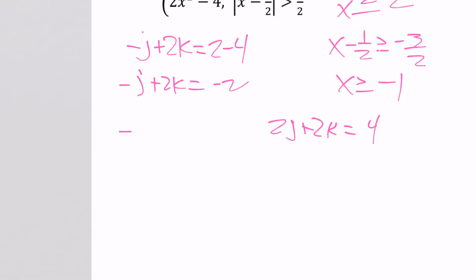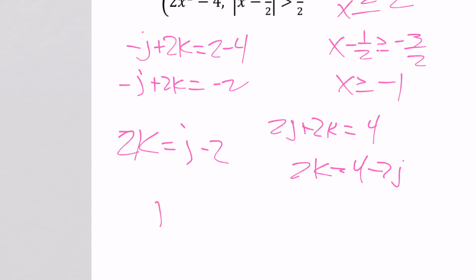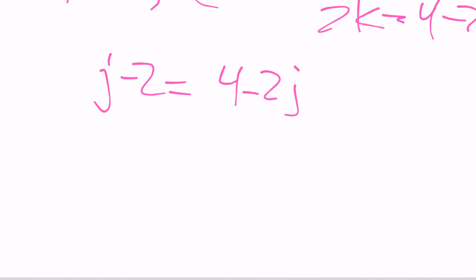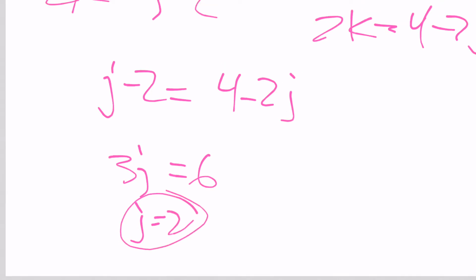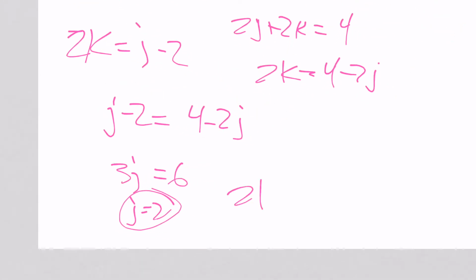Solve this system. 2k equals j minus 2. 2k equals 4 minus 2j. Set them equal to each other. j minus 2 equals 4 minus 2j. Add 2j to both sides. 3j equals, add 2, 6. j equals 2. We know j. Find k. So 2k equals 2 minus 2, which is 0. So k equals 0.